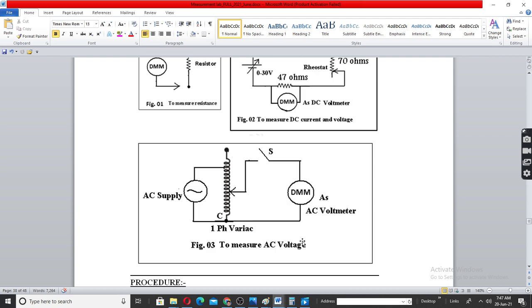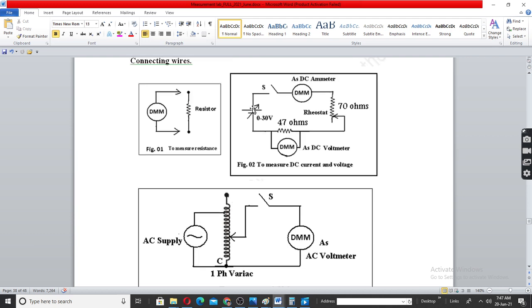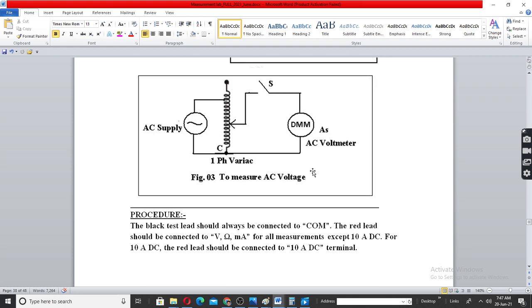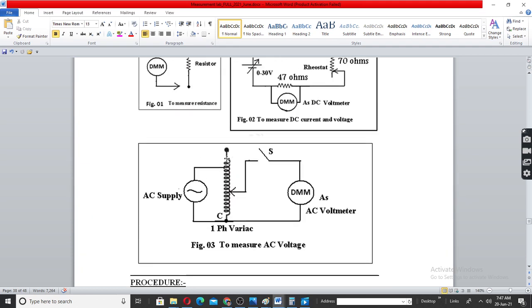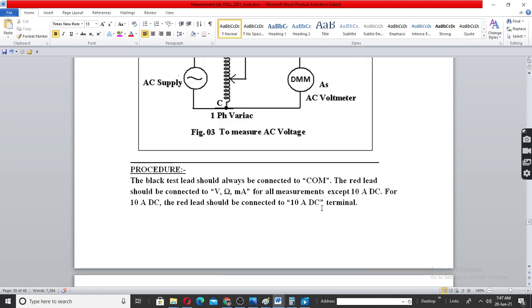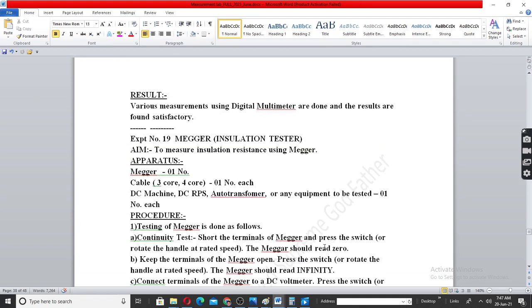You will have a variable voltage supply so that current can be varied, or you can vary the rheostat so that variable current is obtained. Use one digital multimeter as ammeter, another as voltmeter. Note down the values as you move on. Select proper range. Similarly for resistance. Similarly for AC voltage. So these things are put here.